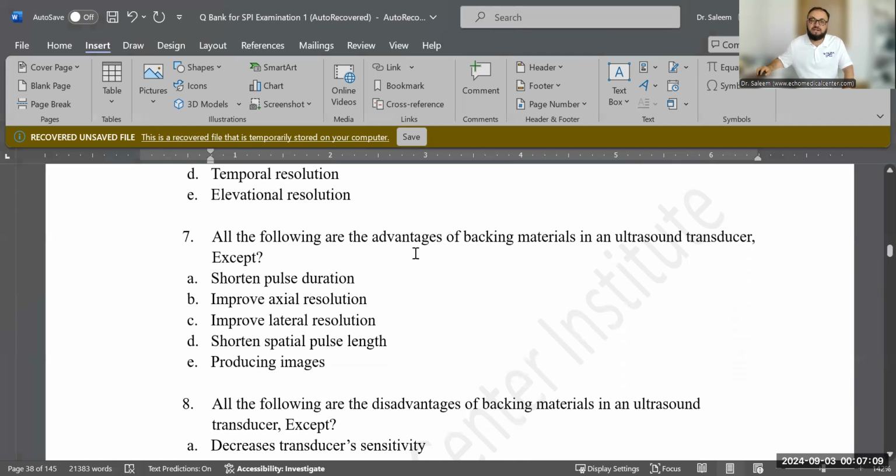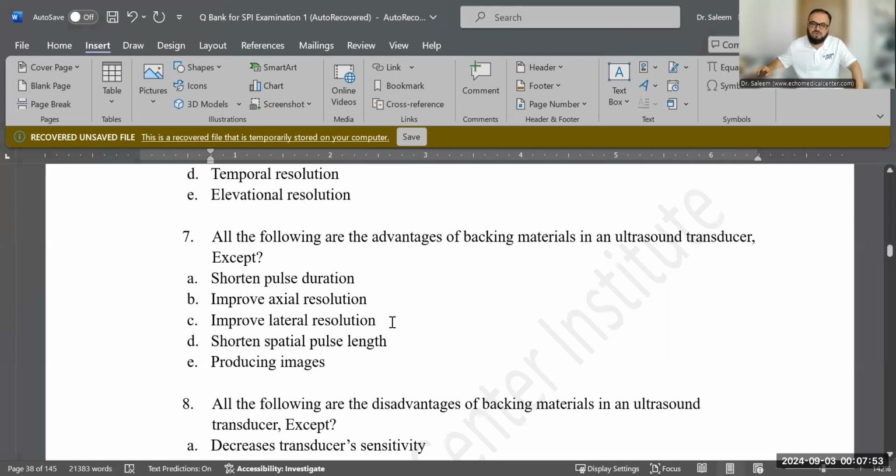Okay. All of the following are advantages of backing material in an ultrasound transducer, except what? There are five answers. Four answers are correct, but one answer is not matching. Find that one. What do you think? When there is backing material or damping material in a transducer, these are the advantages of it. Sometimes there is something which is a disadvantage, which is not matching. Shorten the pulse duration, improve the axial resolution, improve the lateral resolution, shorten the spatial pulse length, producing an image. Which one is not matching?